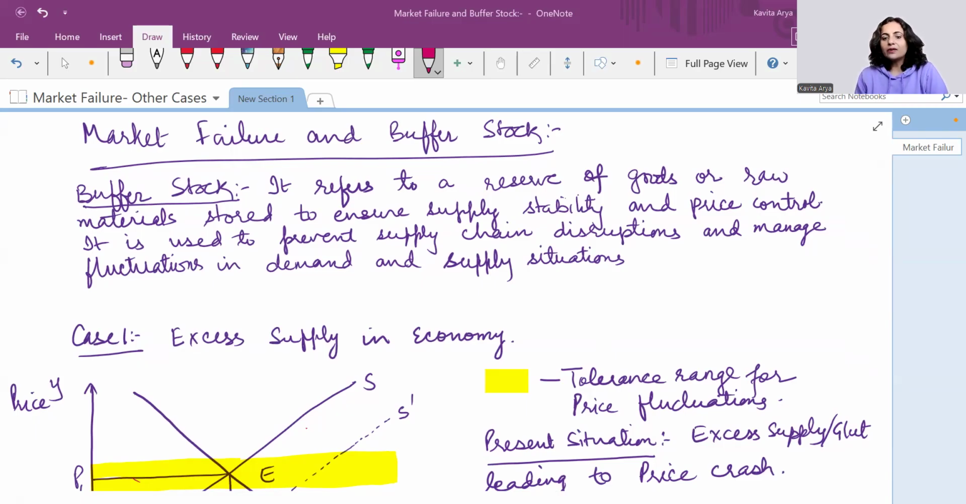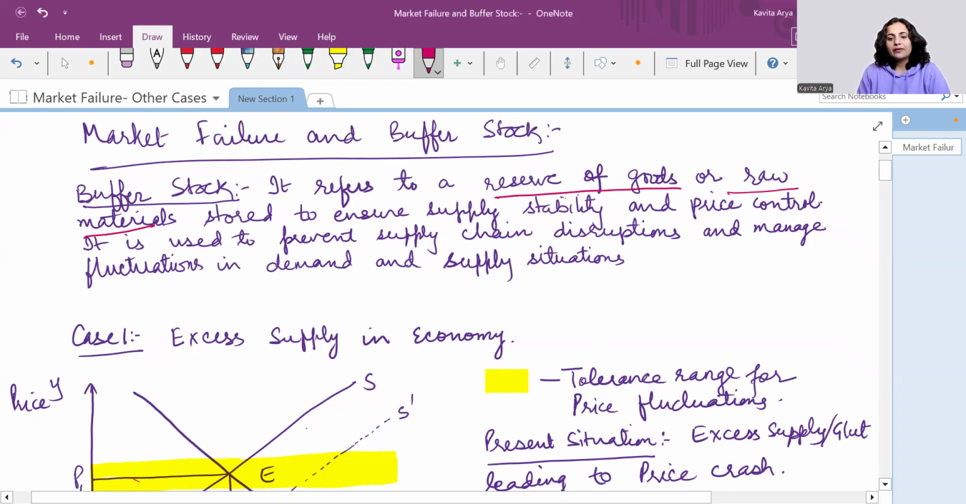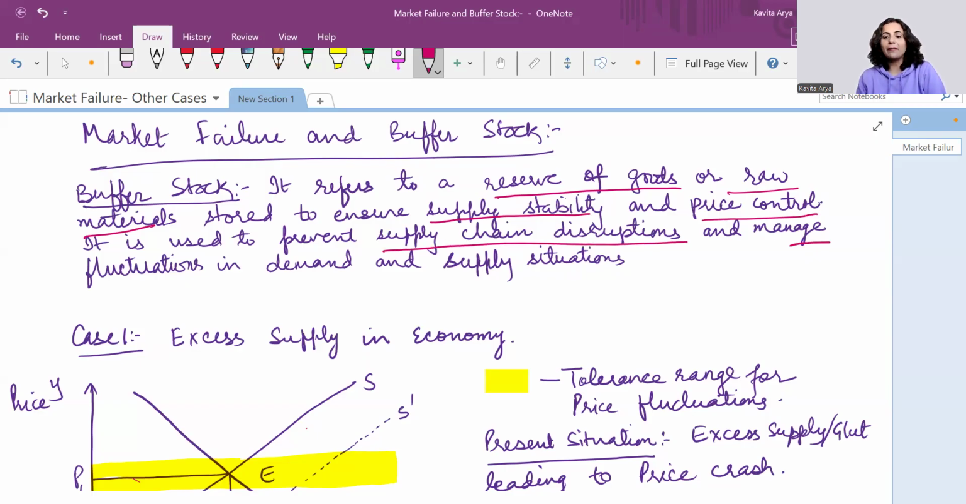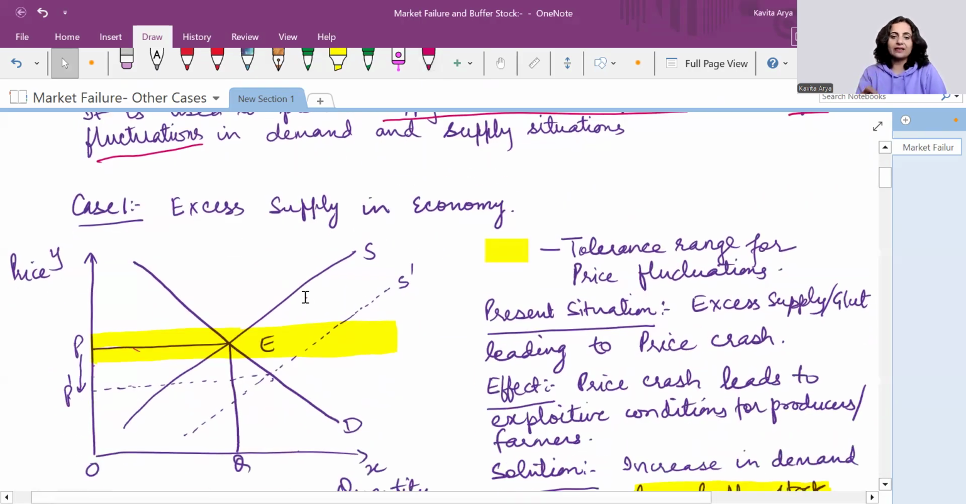It talks about a reserve of goods or raw material, right? And it ensures the stability of prices and the supply. It means it simply prevents the supply chain disruptions and manages the fluctuations of demand and supply in the market. So, how the usage of this buffer stock is done, let us do it pictorially.